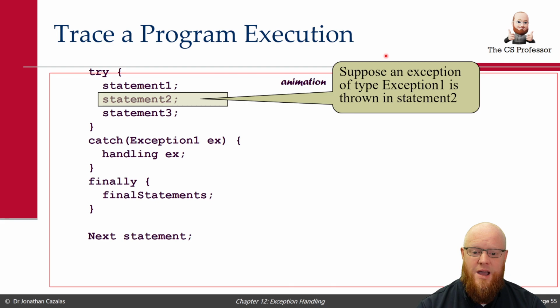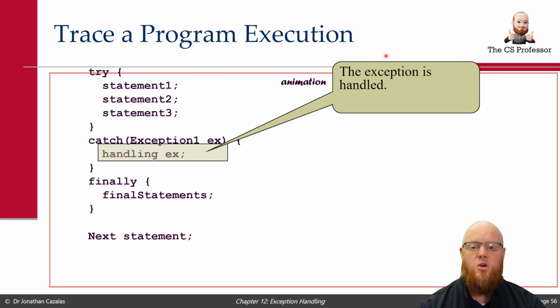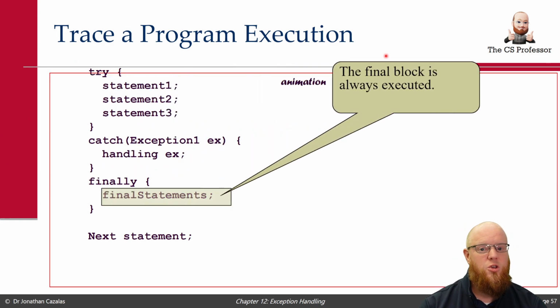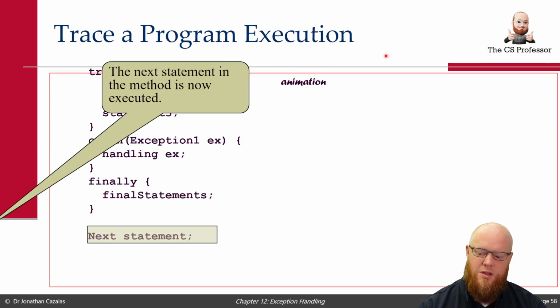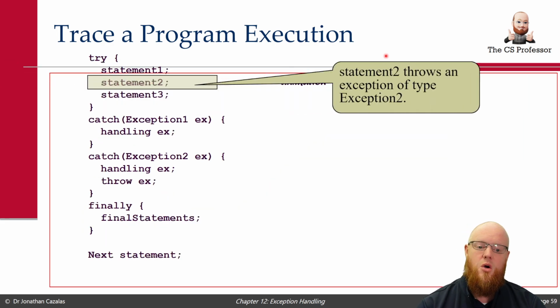Or what if inside this try, we have this statement 2 that causes an exception of type exception 1? We catch that exception 1, we handle it, we then execute what's inside the finally block, and we come to the next statements. Or now, what if we have this statement 2 that causes an exception of type exception 2?